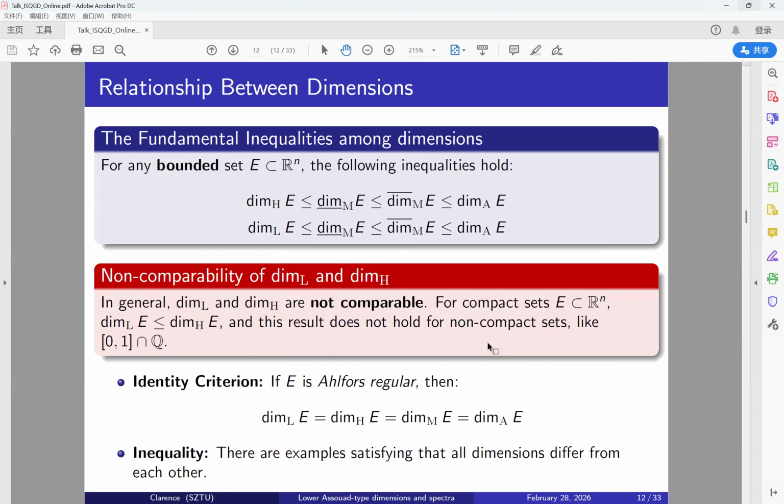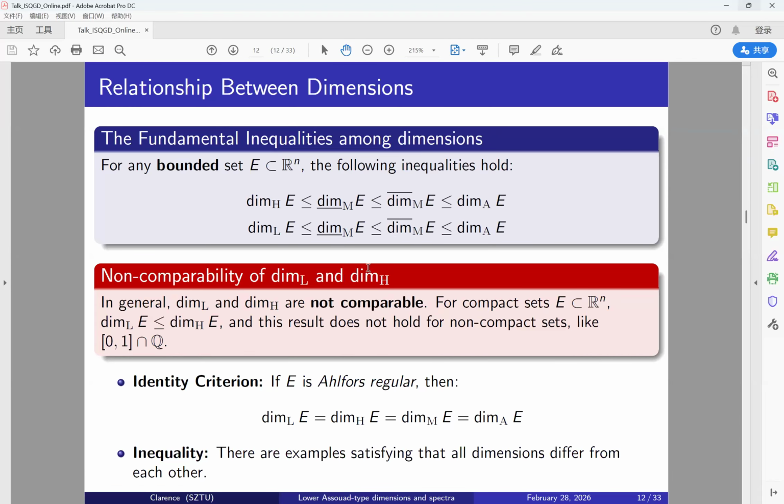One of the topics is the fundamental inequalities of dimensions. We see that for any bounded set, the following inequalities hold. If we consider the Hausdorff dimension, the Minkowski dimension or box dimension, the Hausdorff dimension is the smallest one, and then the lower box dimension, then the upper box dimension.